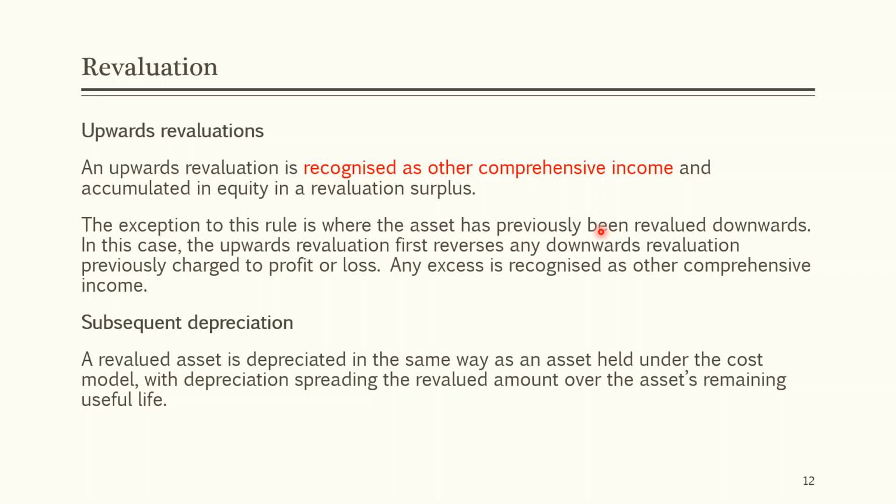What is the double entry we are using for an upward revaluation? Asset account debit, revaluation reserve account credit. But this whole increase of 700 we cannot credit to the revaluation reserve account. Why? Previously we identified a downward revaluation. When it comes to a downward revaluation, downward revaluations are reflected in our profit or loss.